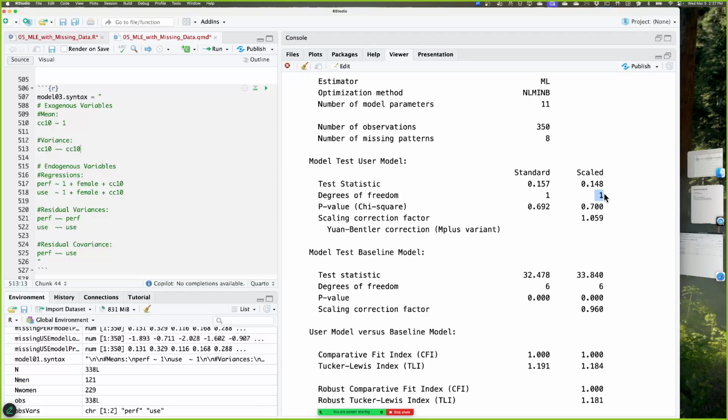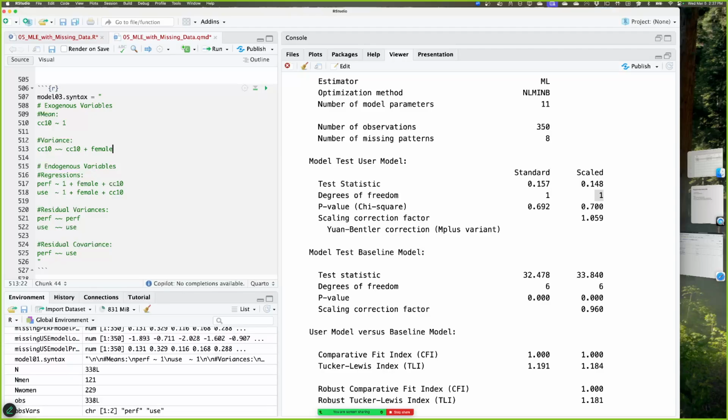So let's see here. That's question number one, which is why. Question number two is how. How would you change my code to saturate this model? The covariance between CC10 and female, and where would I put that? How about right there?